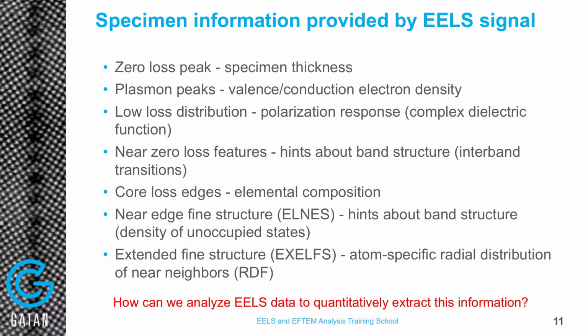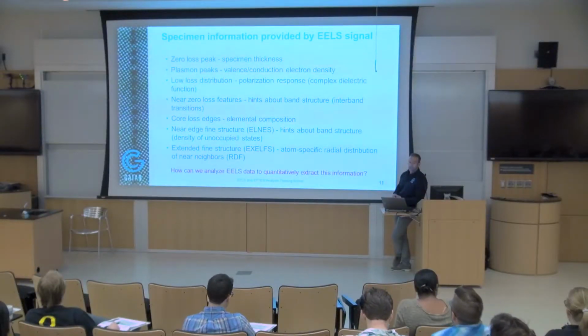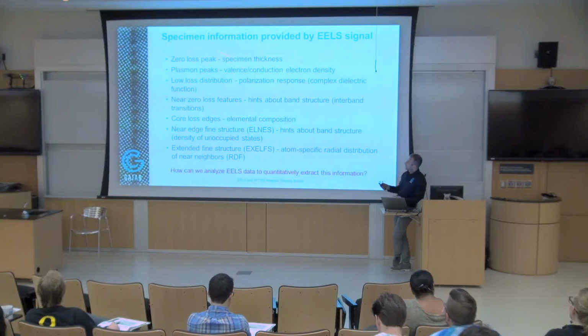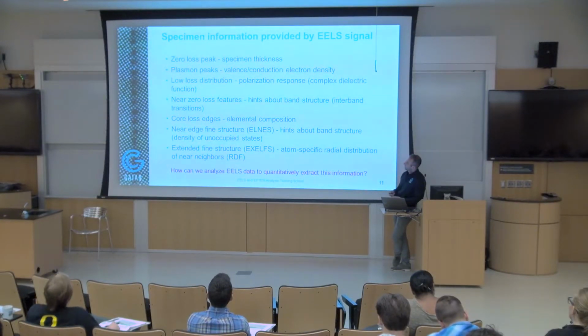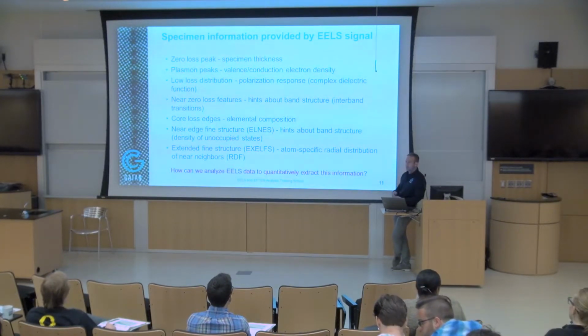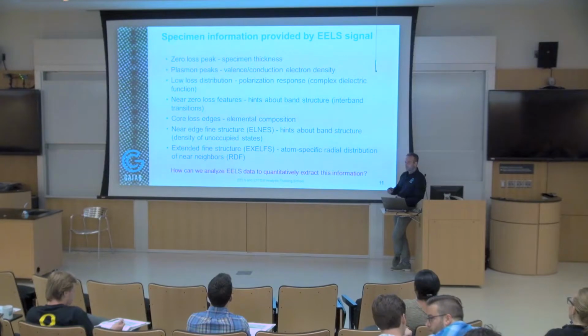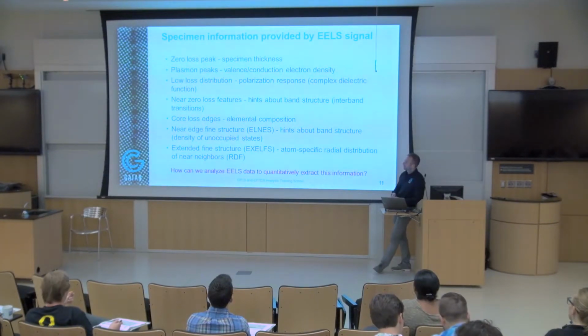So what kind of information do we extract from EELS? We have the zero loss peak, which is important because we can get specimen thickness information. I'm going to show you how in the next few slides. The zero loss peak is also important as an energy reference. Essentially, if you want to measure chemical shift, you need something to calibrate your spectrum, and the zero loss peak is probably the best feature you can find in the EELS spectrum to do the calibration.